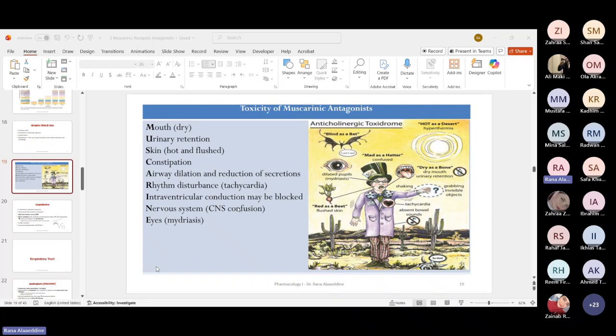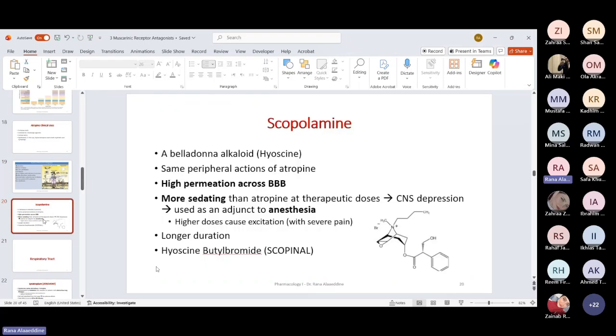That's right. What happens usually to the central nervous system? What will the person feel? Sleepy. They'll feel sleepy. But if given a high dose, the person will go into a coma, hallucinations, and everything. 100%. Finally, what does it cause to the eye? Pupil constriction. Opposite. Pupil dilation. So mydriasis. All right. We're done with the atropine.